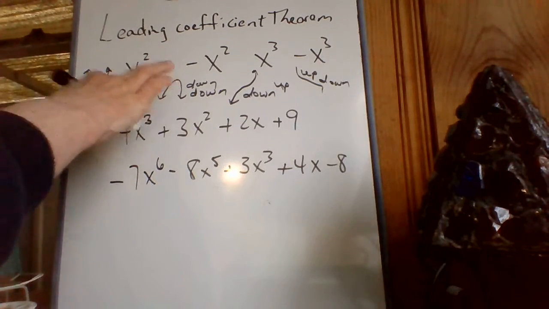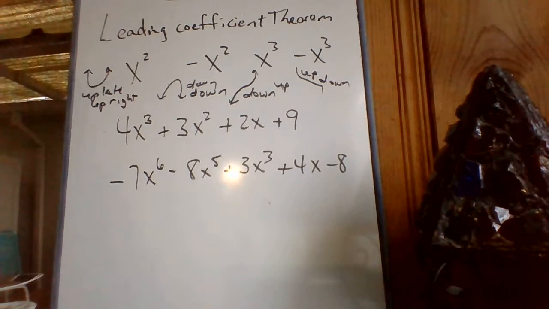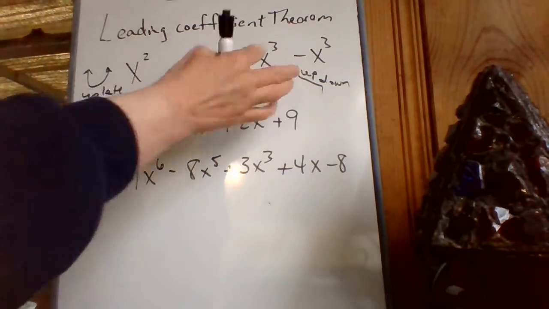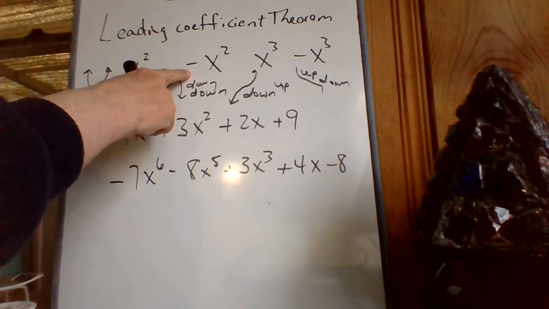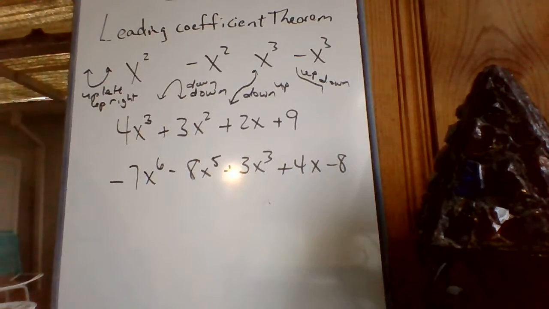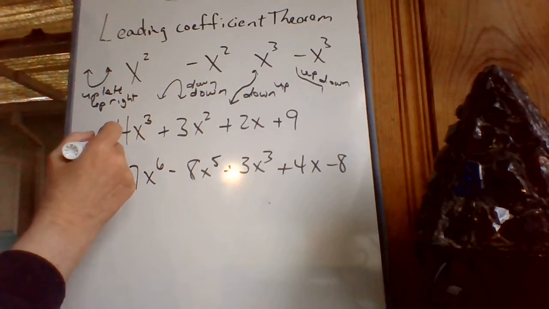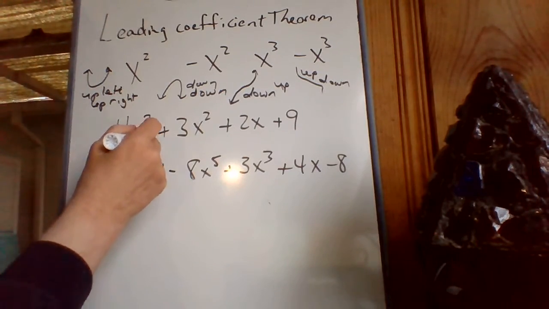The ones where it's matching, up and up or down and down, those are squareds. That's true for fourths and sixths, anything even. And cubes, fifths, anything like that, one of them's up and one of them's down. If it's got that negative sign, that's going to make a difference whether it's up or down. Same thing here. The leading coefficient theorem says all you've got to do is look at that leading one.